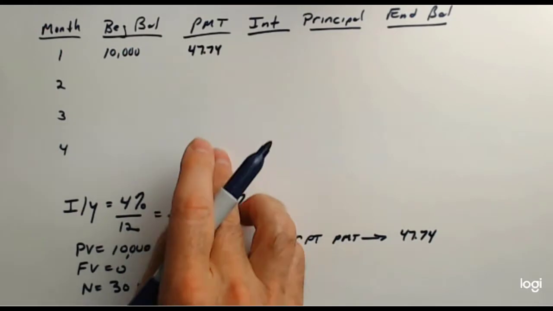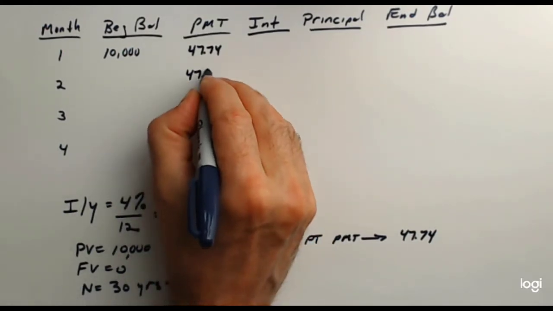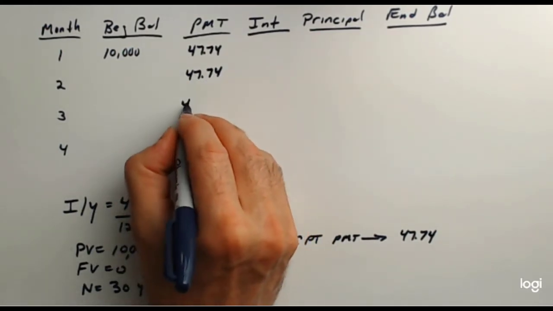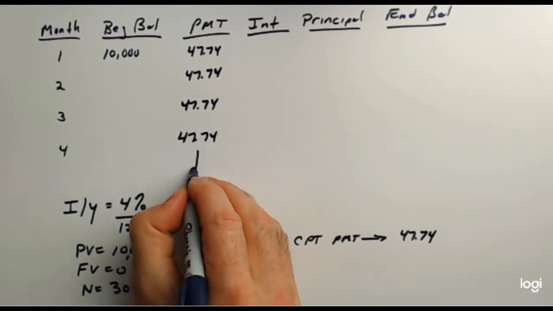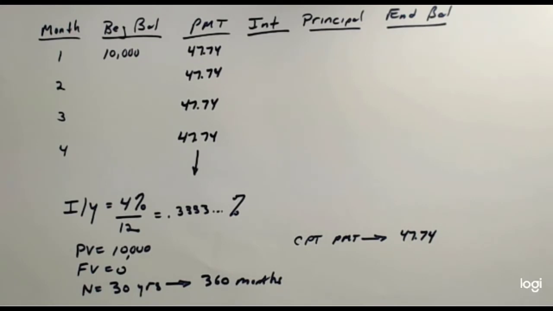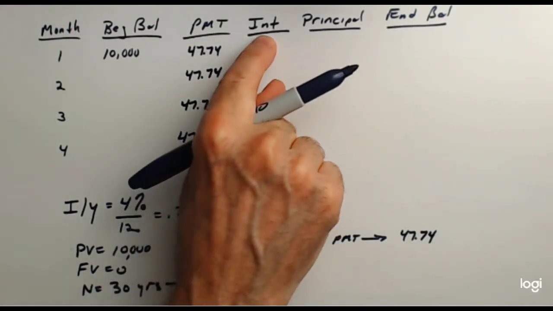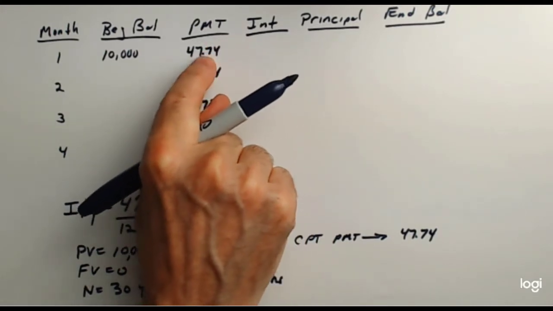$47.74. That payment's equal, so it's the same amount all the way down. Okay, so we got part of the table filled out. Now what we want to do is calculate, well, how much interest is buried in this payment?